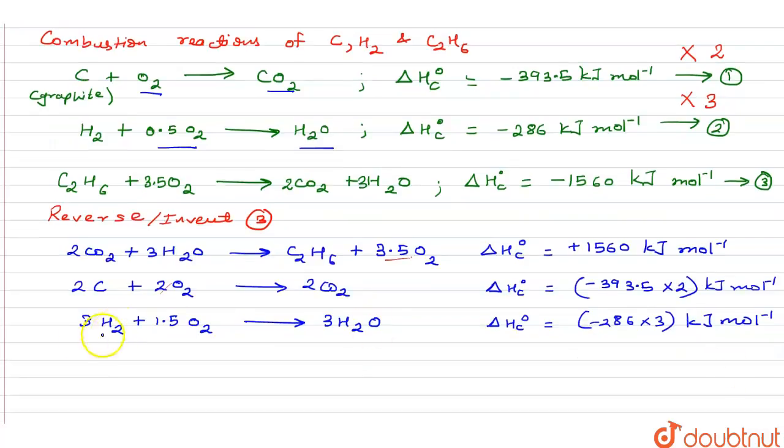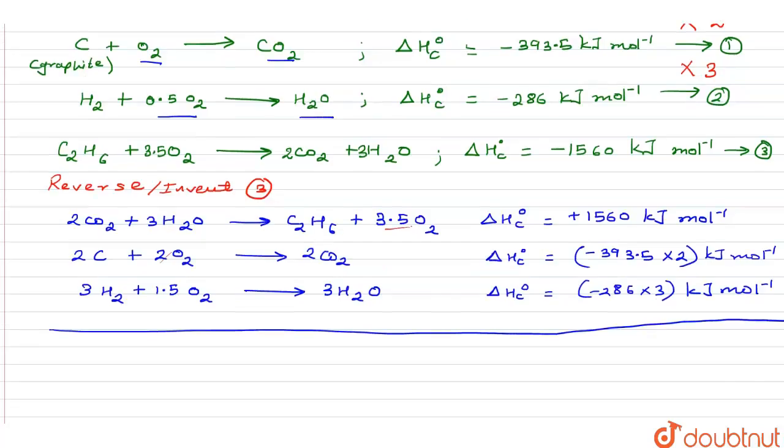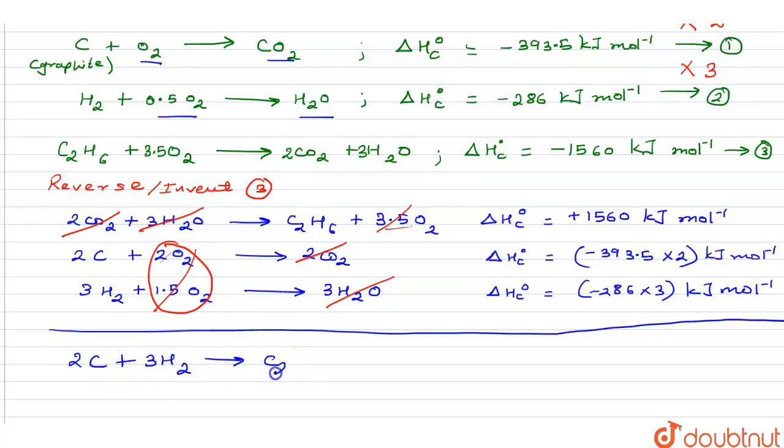Got the point? Now what we have to do is add them all up. So here we go. As you can see, the cancellation would be taking place. 2CO2 is on the left and in the next equation on the right, cancel it off. 3H2O on the left, 3H2O on the right, cancel it off. The 3.5 O2 on the left and 3.5 O2 on the right, we can cancel them off. What remains behind is our desired equation, 2C plus 3H2 giving us C2H6.